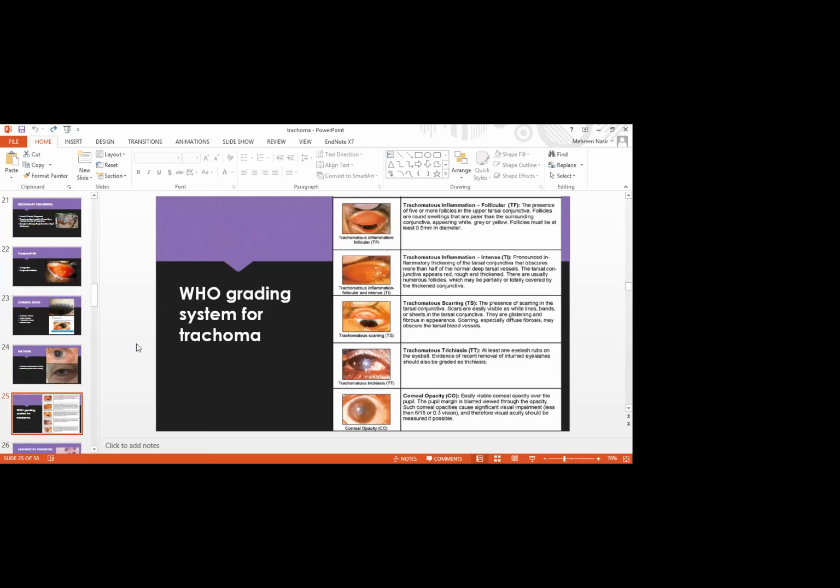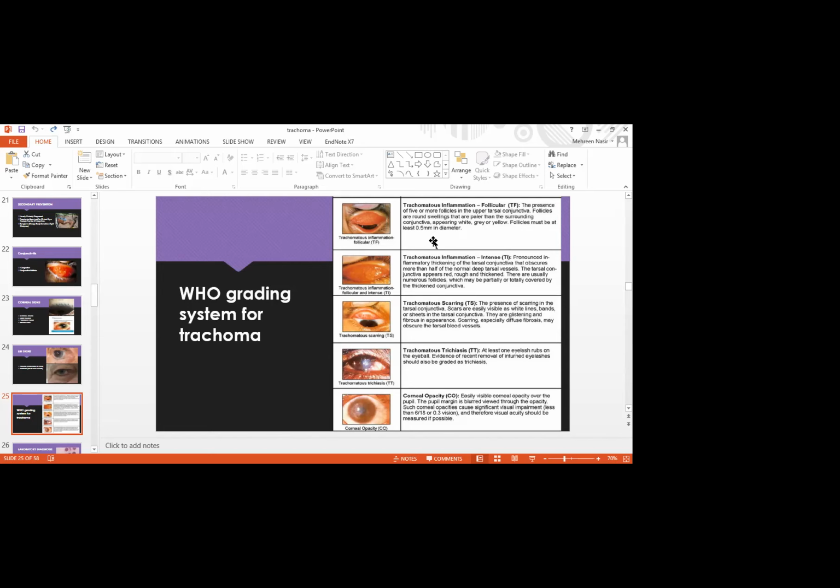WHO has also developed a grading system for trachoma, in which trachomatous inflammation follicular is the first stage: the presence of 5 or more follicles in the upper tarsal conjunctiva. Follicles are round swellings that are paler than the surrounding conjunctiva, and follicles must be at least 0.5 millimeter in diameter.